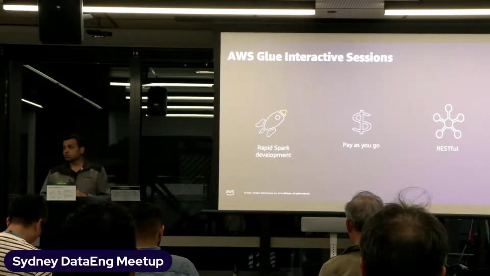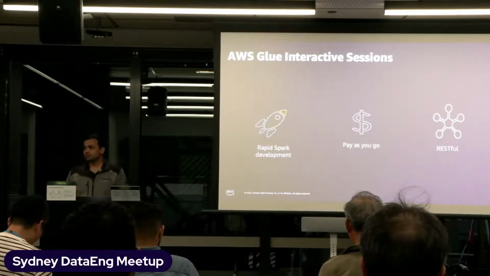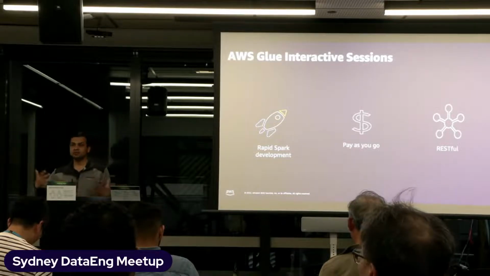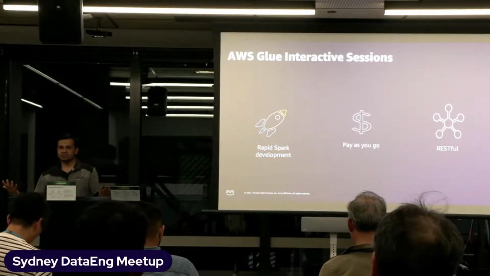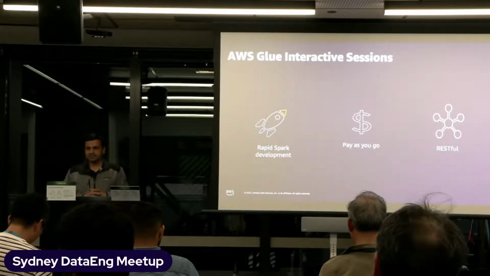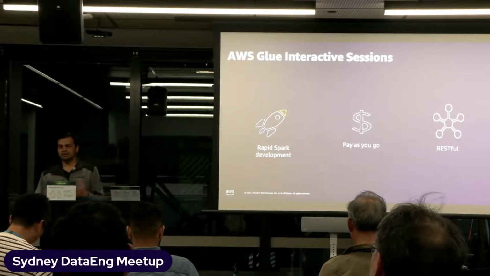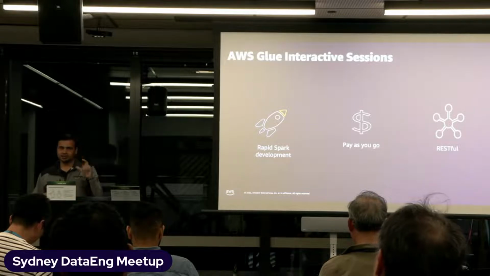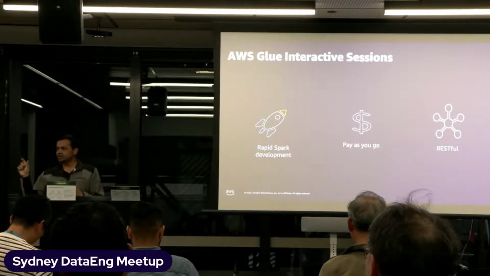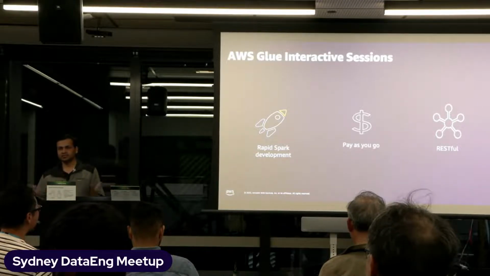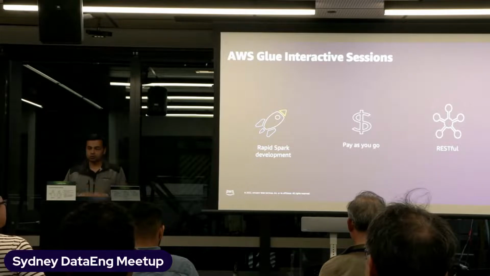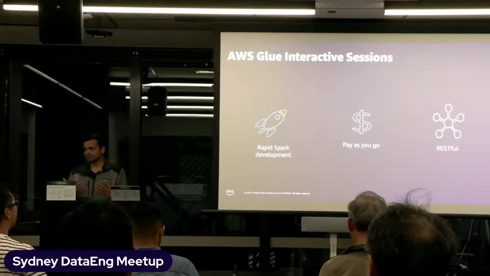So it's targeted towards rapid Spark development. Interactive sessions let you spin up a remote Spark environment in a matter of seconds, right? And it uses the same infrastructure that powers AWS Glue. It's pay as you go, so it's serverless. If you don't use it, you're not going to pay anything. It has nice cost control where you can specify idle time. So if you say idle time is 10 minutes and there's no activity for 10 minutes, it will automatically terminate itself. You can also select the number of workers, which could be as low as 2, which means you are saving on cost.